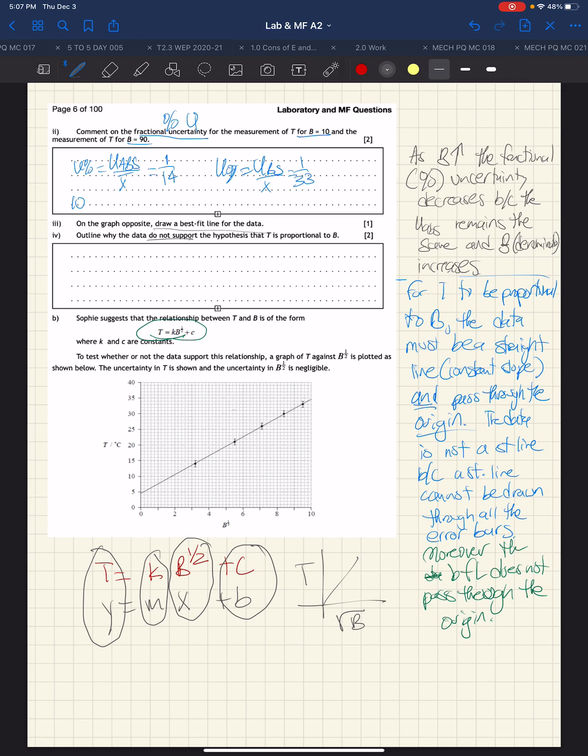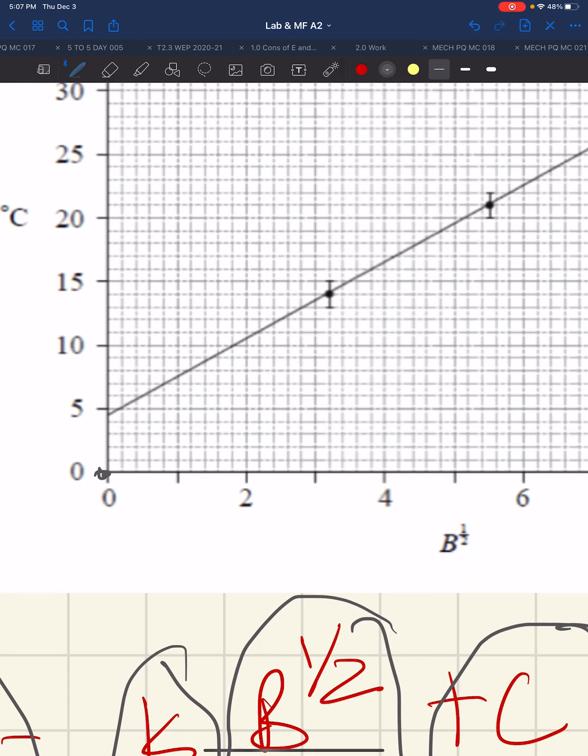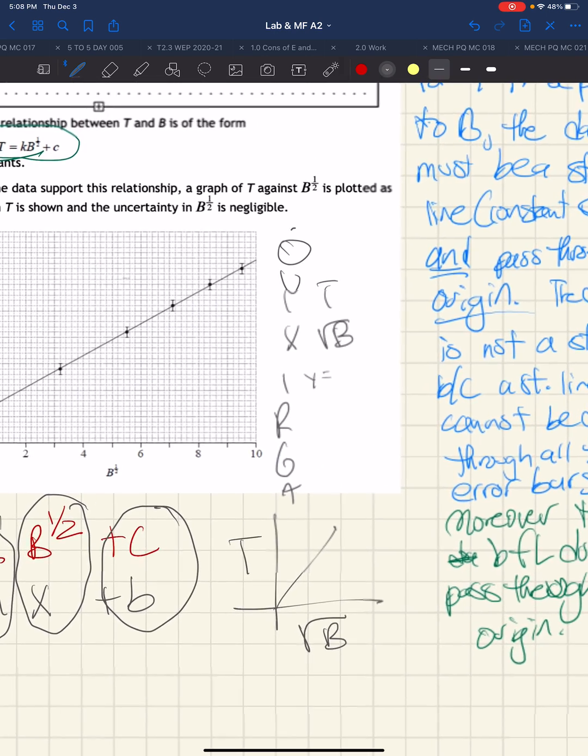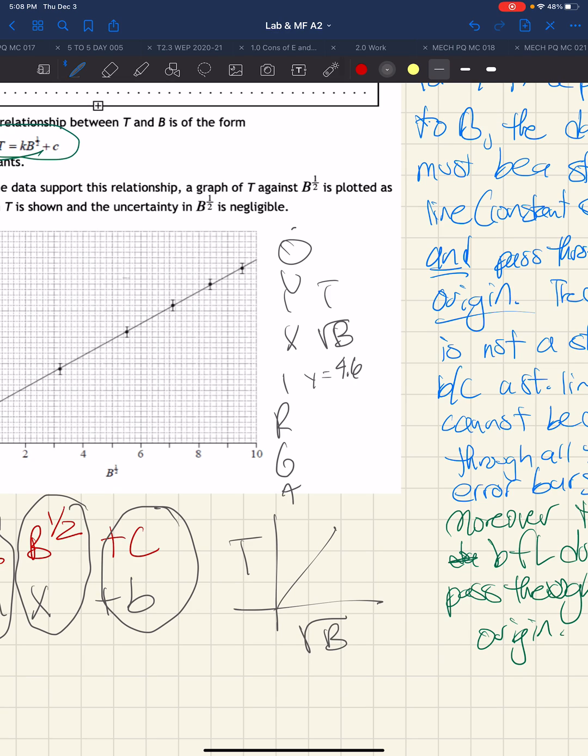To test whether this is true, they actually transformed the data and plotted the data on the graph. And so we should do yet again another Oizerga on this graph. We have an origin of 0. The y-axis is still T. The x-axis is now the square root of B, or B to the 1/2. The intercepts: there is a y-intercept, and if we look closely here, we can see that's 4, that's 5. It's maybe a little bit more than halfway, so we might say the y-intercept is 4.6.